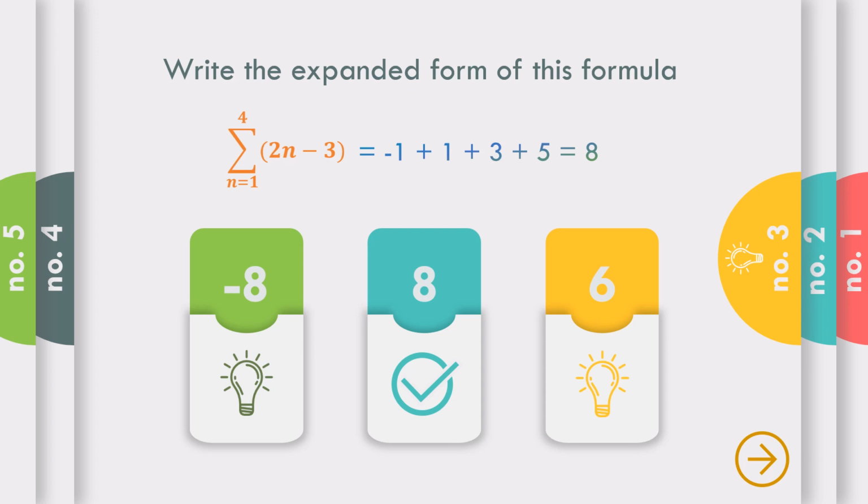So, replace the value of n from 1 up to 4. The first term is negative 1. The second term is 1. The third term is 3. The fourth term is 5. And the total, all in all, so cancel 1 minus 1, that is equal to 0. So 3 plus 5, that is equal to positive 8.